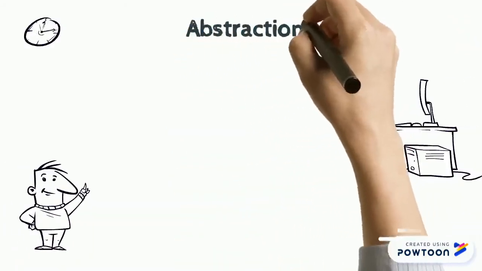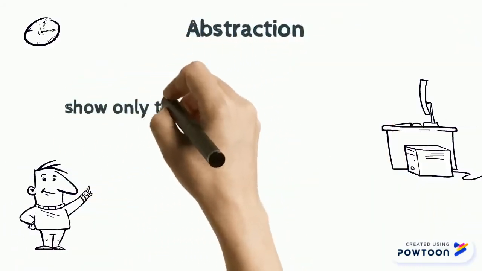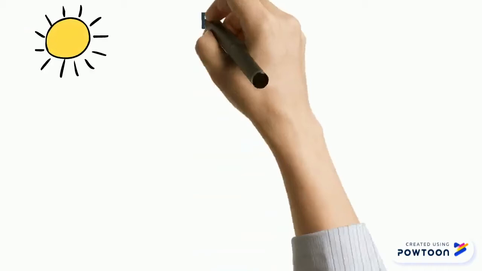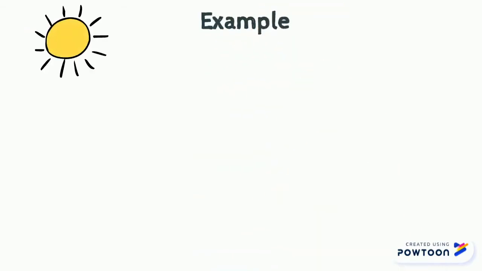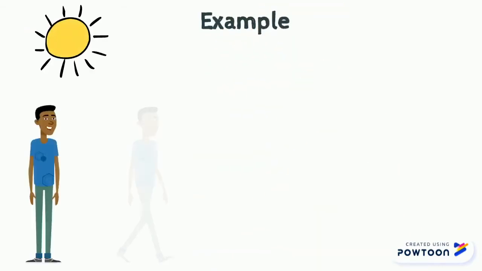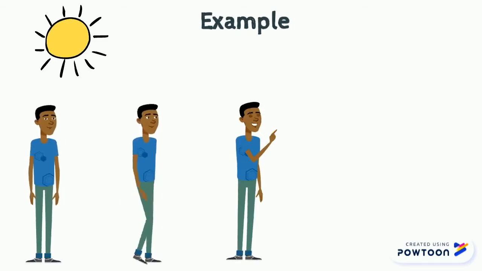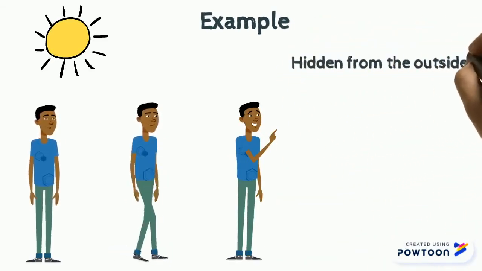Abstraction. Abstraction means showcasing only the required things to the outside world while hiding the details. For example, considering human being. Human beings can talk, walk, hear, and eat, but the details of the muscles, mechanism, and the connections to the brain are hidden from the outside world.